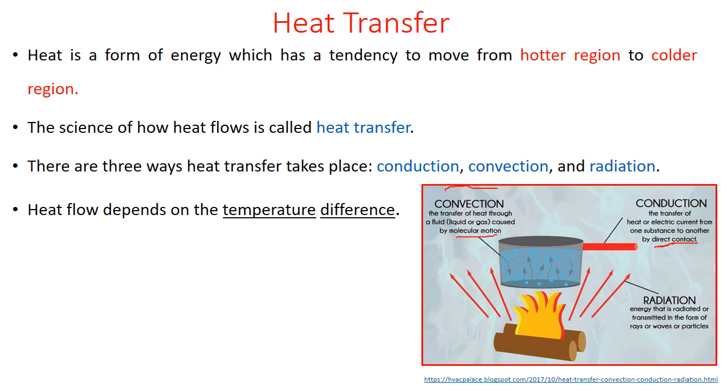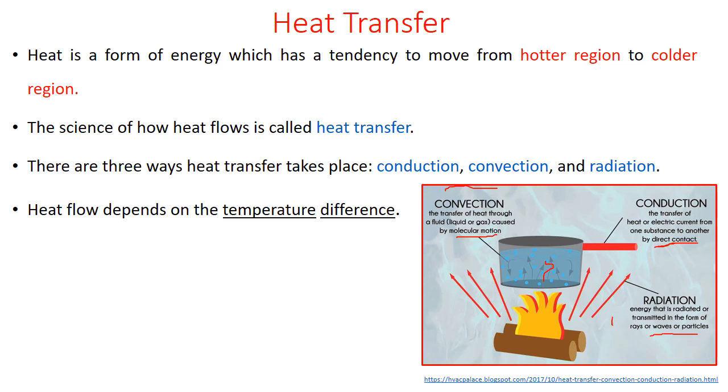What is convection? It is the transfer of heat through a fluid, which could be a liquid or gas, caused by molecular motion. When you heat the water, it is composed of many molecules. The molecules will move here and there, and because of the temperature difference between the bottom of the pan and the top layer of the water, there will be convection heat transfer from the bottom of the pan to the liquid.